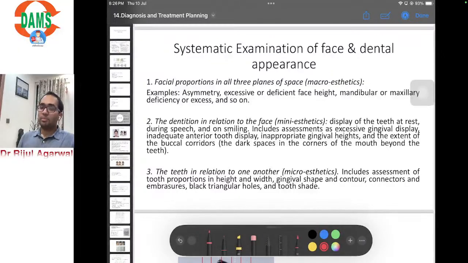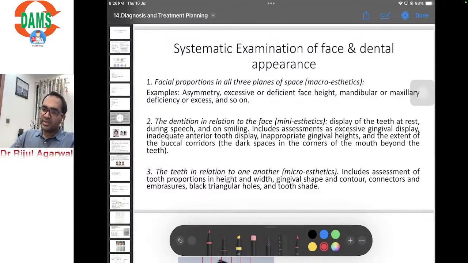Next, what is mini aesthetics? The relationship of the dentition to the face. So imagine you walked a little closer to the patient and then you see. In micro, at the microscopic level, that means the relationship of the teeth with respect to each other.